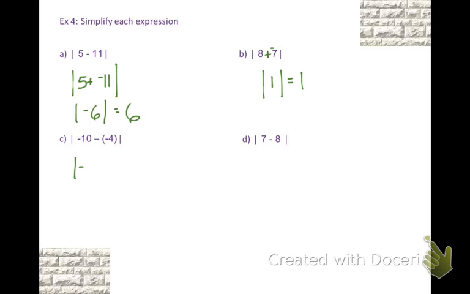C, negative 10, and then I make it a plus and a plus, so it's plus 4. Again, negative 10 and positive 4, they're opposite signs, so we're going to subtract them. So 10 minus 4 is 6. And it's going to be a negative 6 because 10 is a negative. And the absolute value of negative 6 is 6.